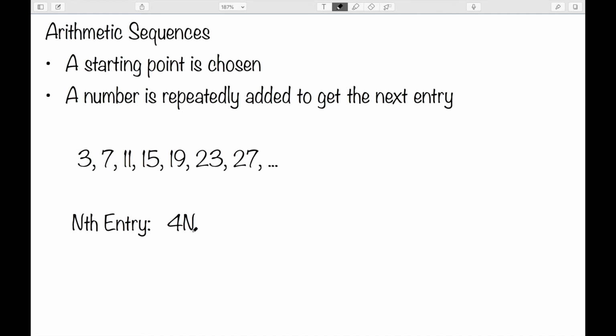But currently I don't. I output a 4. So I need to subtract 1. Then my first entry is 4 times 1, which is 4, minus 1 is 3. The second one, 4 times 2 is 8, minus 1 is 7. The third entry, 4 times 3 is 12, minus 1 is 11, etc.